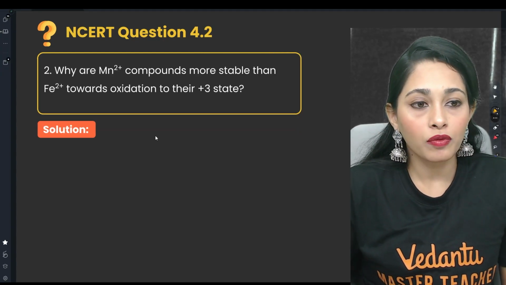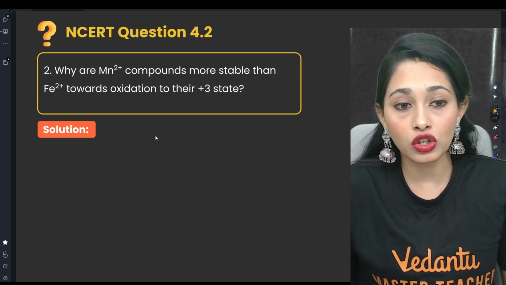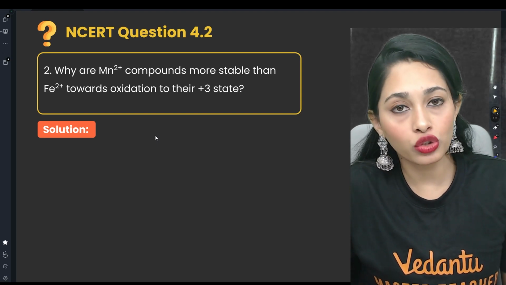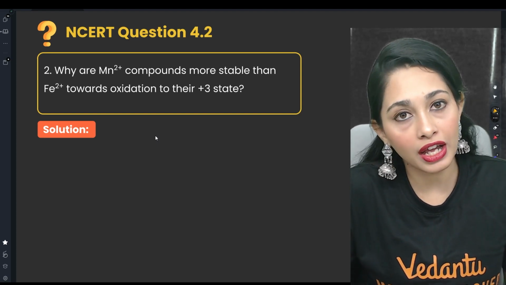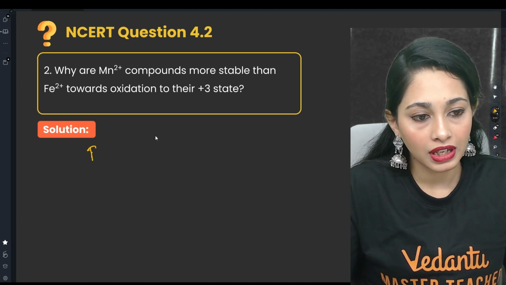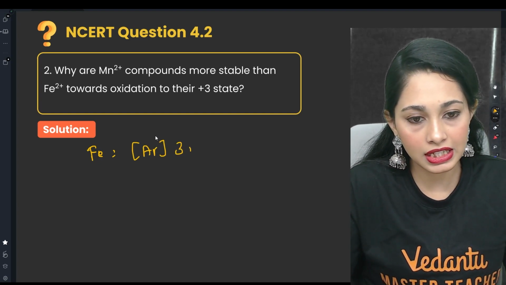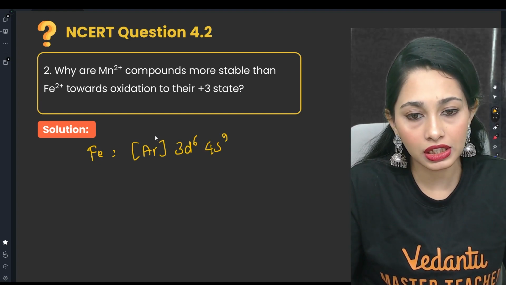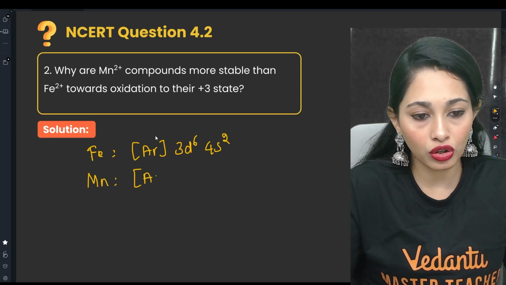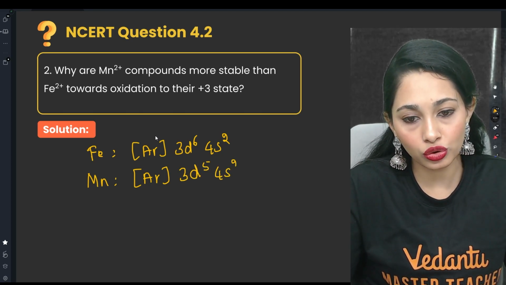The question is, why are Mn2 plus compounds more stable than Fe2 plus towards oxidation to their plus 3 state? So we should know the electronic configuration of the respective ions. The iron Fe has the electronic configuration argon 3d6 4s2, and manganese has the electronic configuration argon 3d5 4s2.